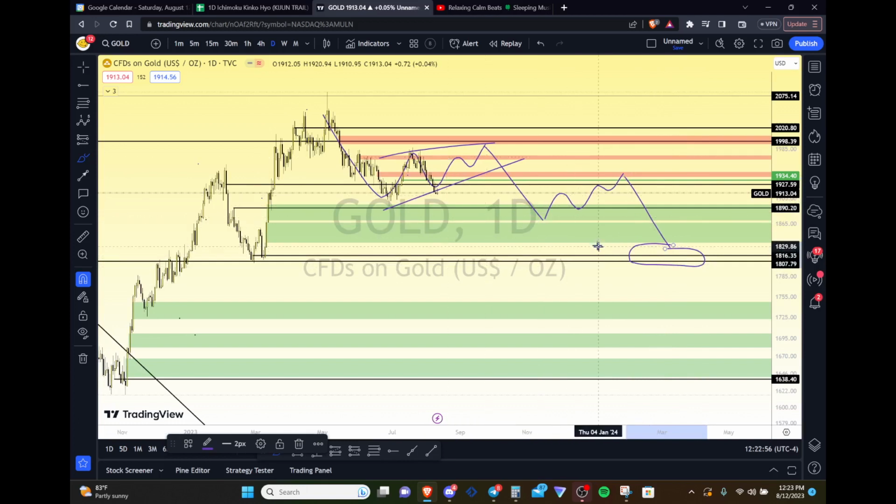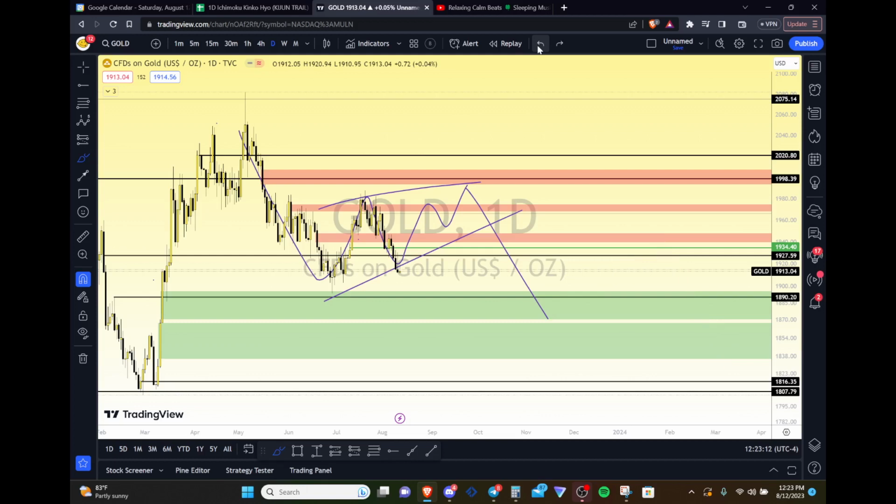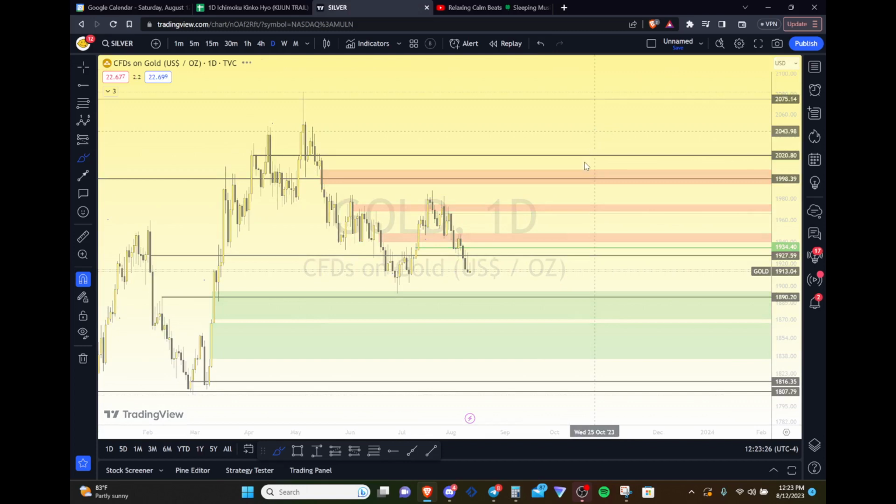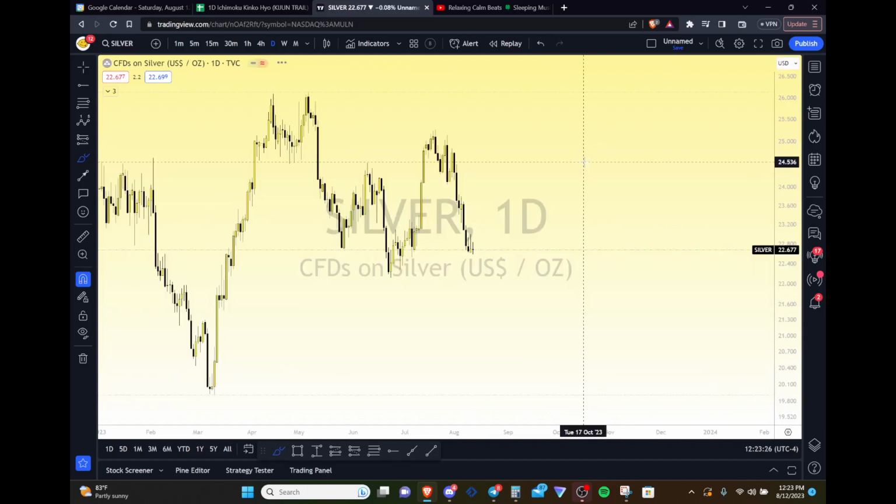This is still the more likely path currently. But once these lows get taken out, let's say next week, this idea is no longer viable. Okay, it's not what's likely to happen anymore. So we'll be watching next week very closely on gold. Next is silver. Let's take a quick look at silver, see how that's been doing.